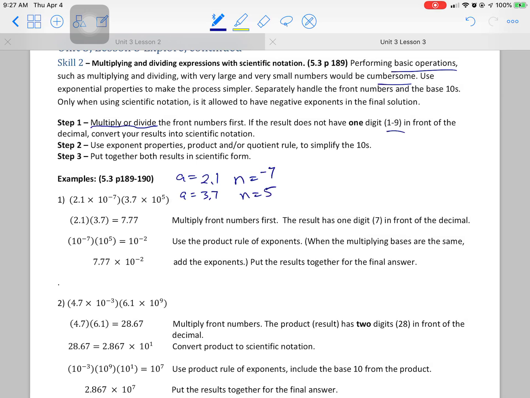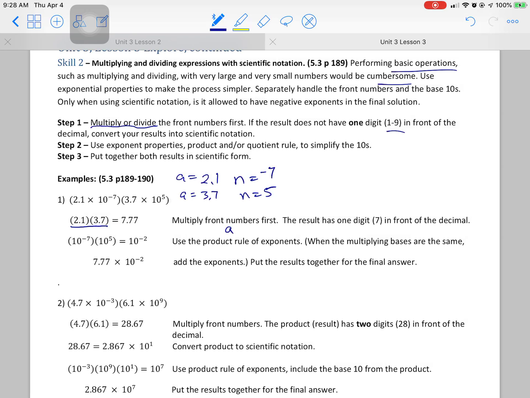So it says multiply the front numbers, or the A's, first. So 2.1 times 3.7 is apparently 7.77. I should probably be checking these numbers to make sure they're right. Let me get my calculator. 2.1 times 3.7. Yep. All right, 7.77. The result has one digit, 7, in front of the decimal.